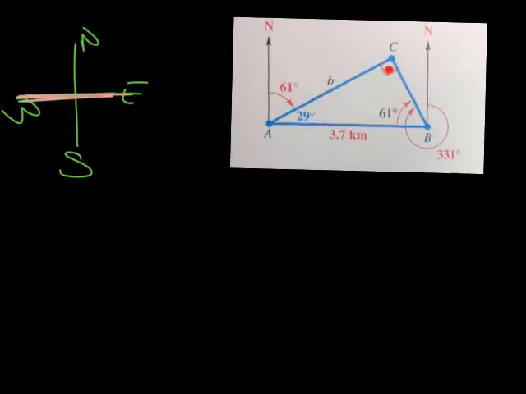Notice this is a 90-degree angle, so we have a right triangle, which means we can use our trig functions in order to solve for this. So let's go ahead and do that. One of the things that really helps is if you've got a drawing of what you're going to be solving here. So let's look and see what we've got.